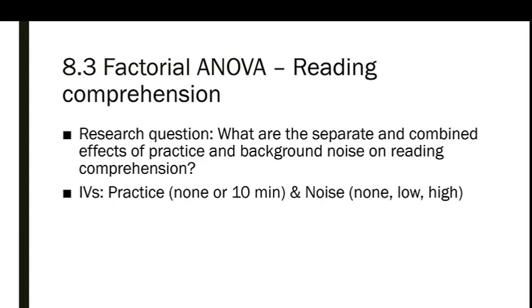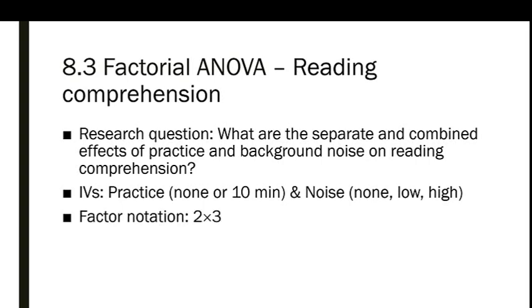The independent variables were whether the participants got to practice. They either got no practice before taking the test or they got 10 minutes of practice. And what was the noise level in the room where they took the test? It was either no background noise, a low level of background noise, or a high level of background noise. And in this case, because the experimenters were able to randomly assign participants to a practice condition and to a noise level, those are both true experimental independent variables.